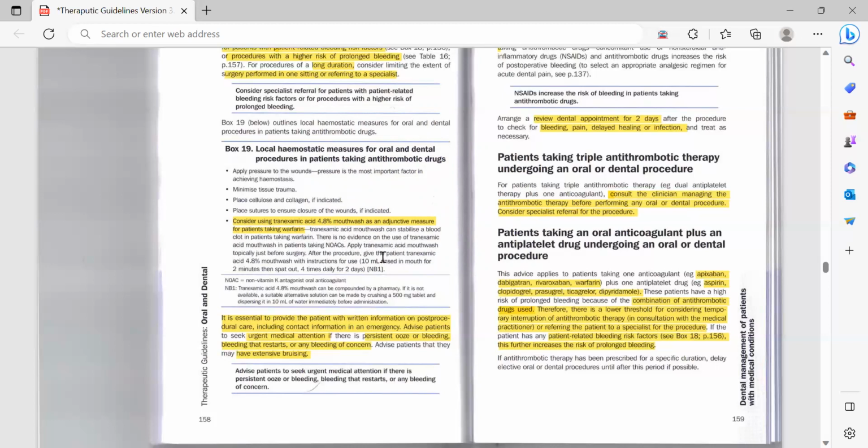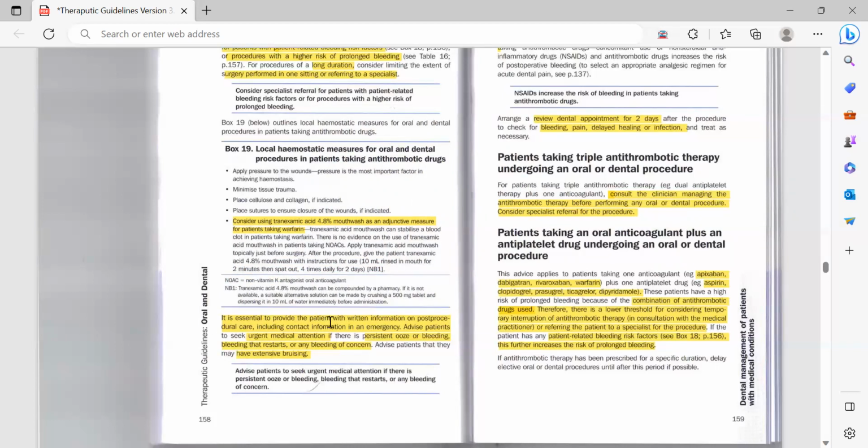How can the patient use this mouthwash? Just before the surgery, after the procedure, give the patient tranexamic acid 4.8% mouthwash with instructions for use, which is 10 ml rinsed in the mouth for 2 minutes, then spat out, 4 times daily for 2 days. Tranexamic acid 4.8% mouthwash can be compounded by a pharmacy, so you can also advise your patient to make the solution by themselves by crushing the tablets.